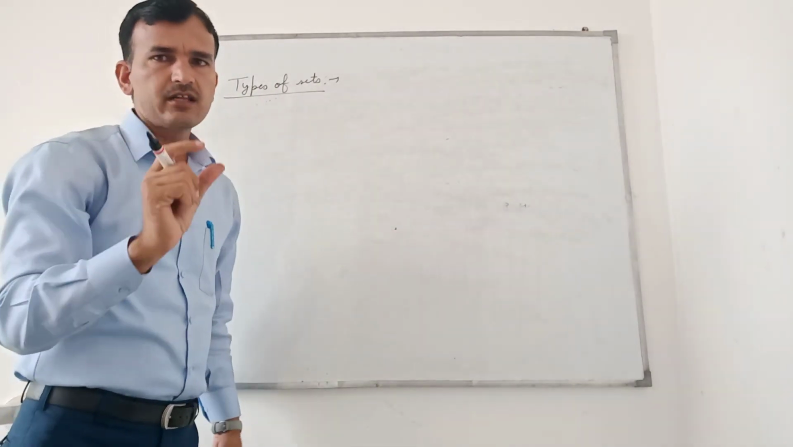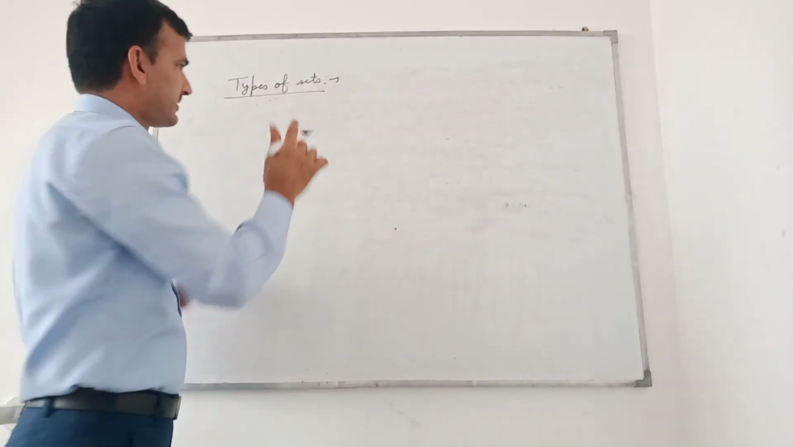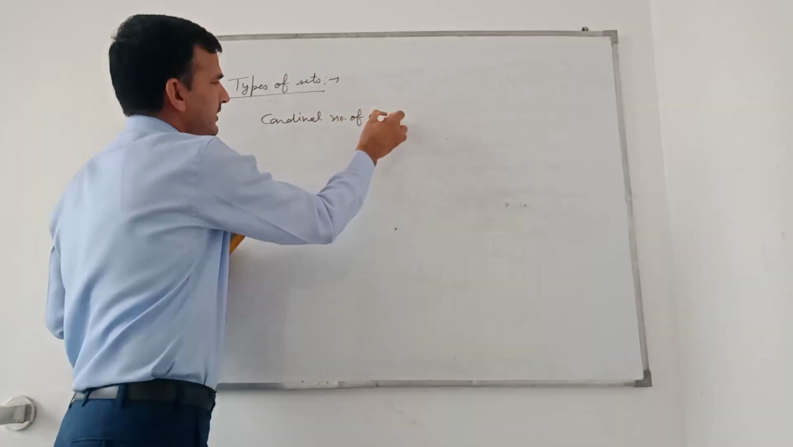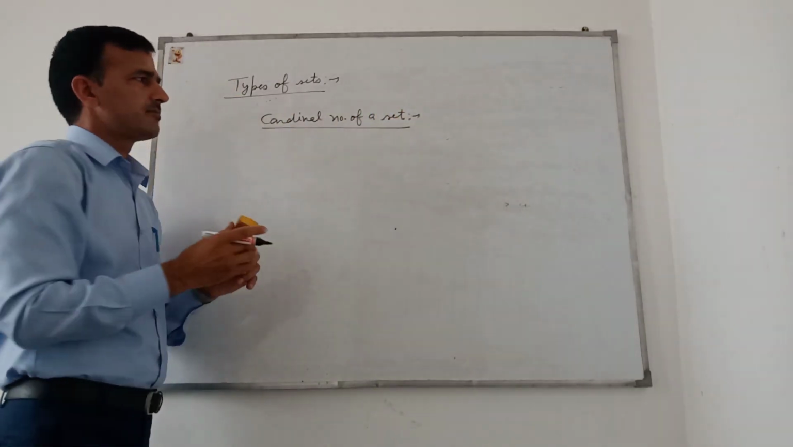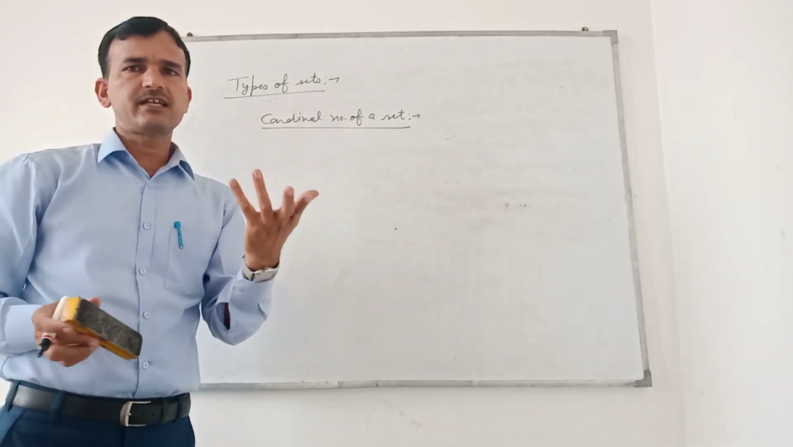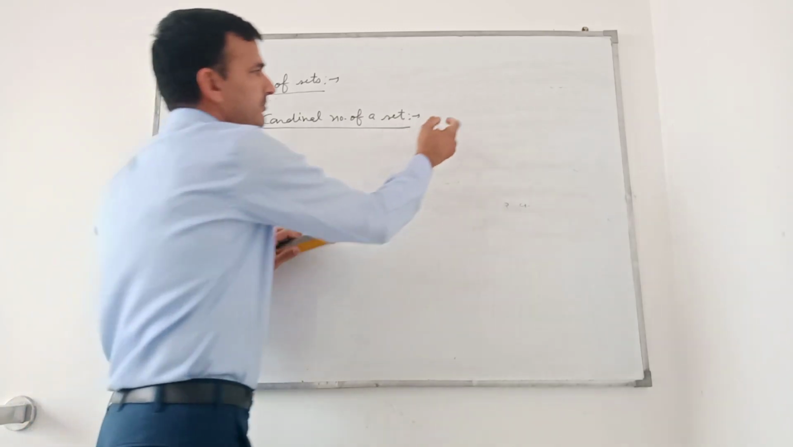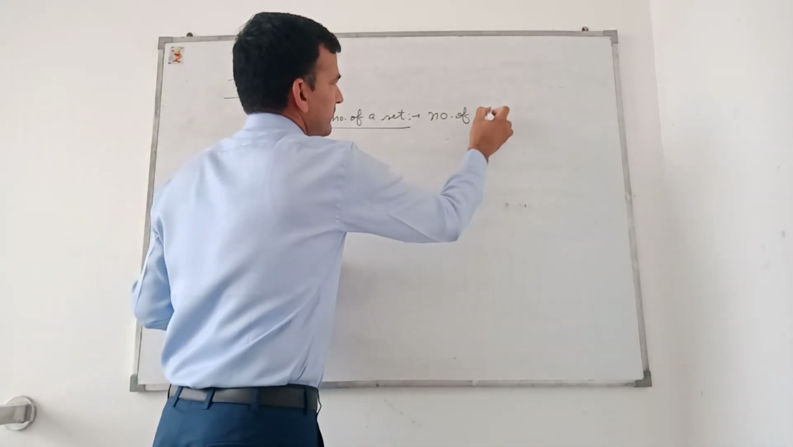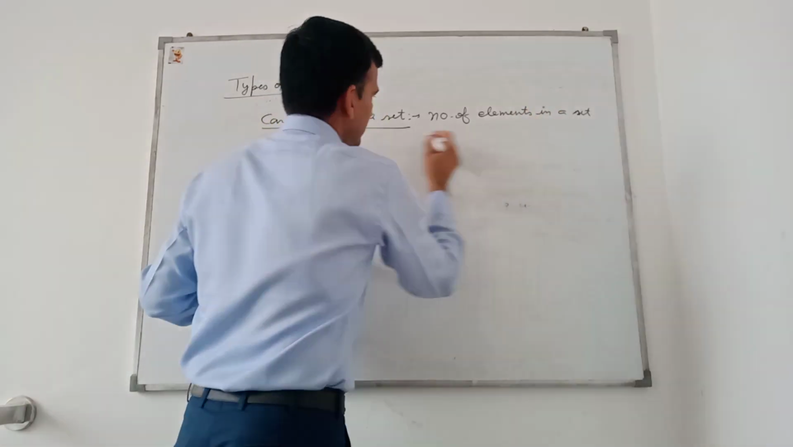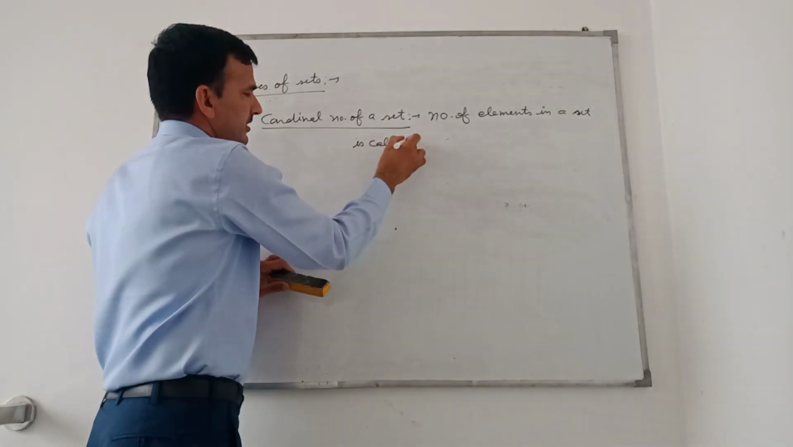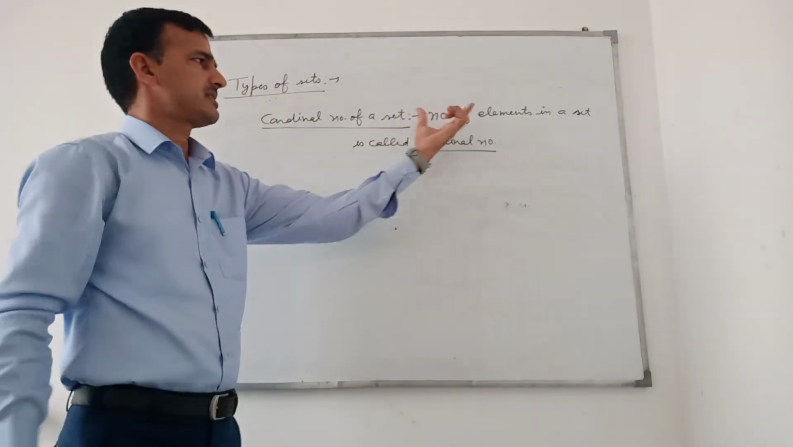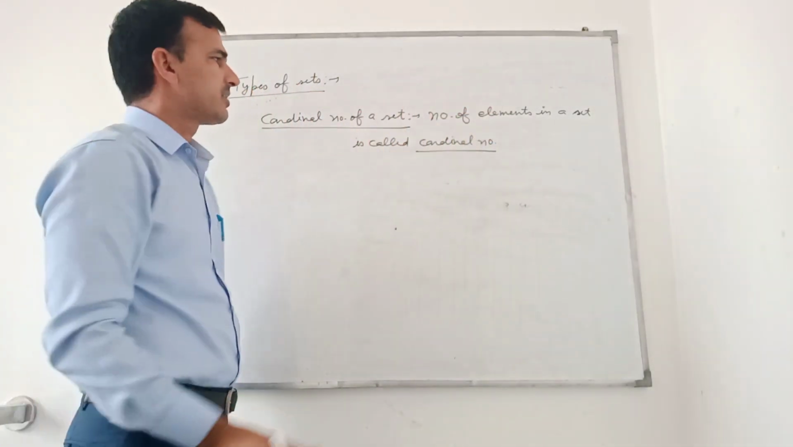Now next is the cardinal number of a set. What is the cardinal number of a set? Cardinal number क्या होता है? Number of elements in a set is called a cardinal number. कितने elements उस set में, is called a cardinal number.